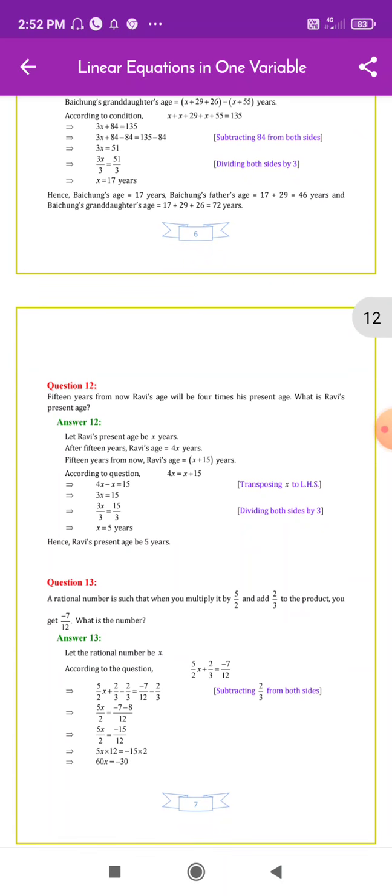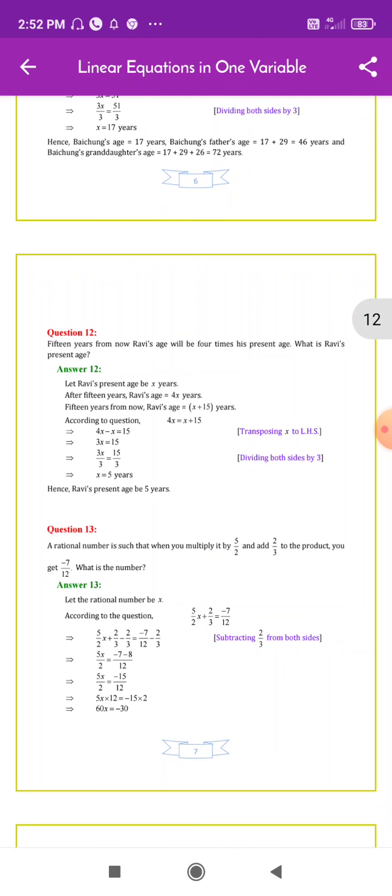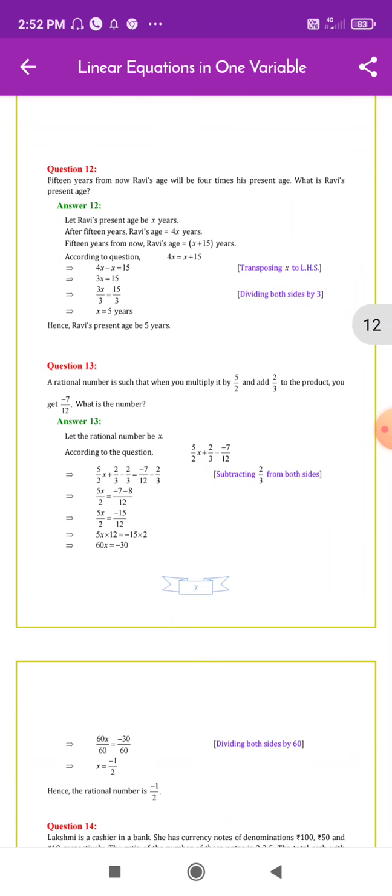Okay students, now go to question number 12. Question number 12 is the same as what we had done. Okay, now go to question number 13.